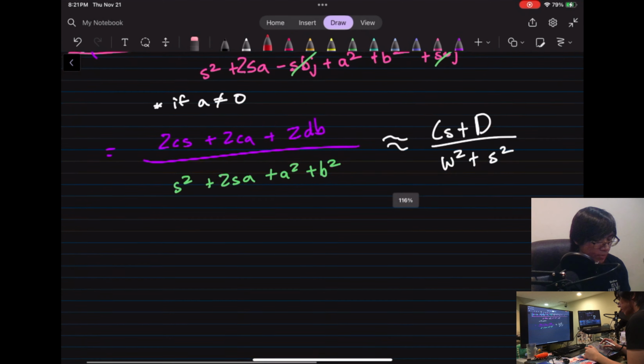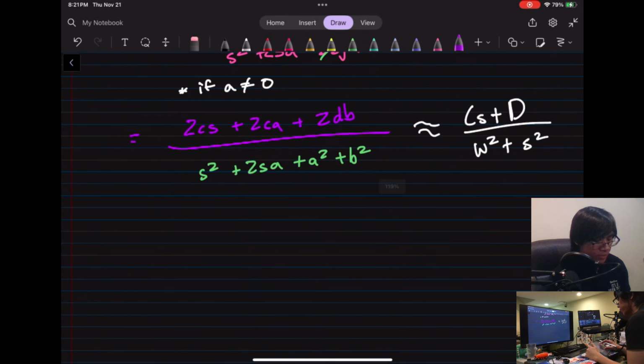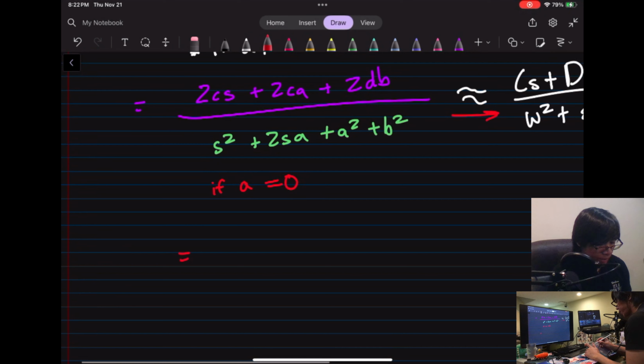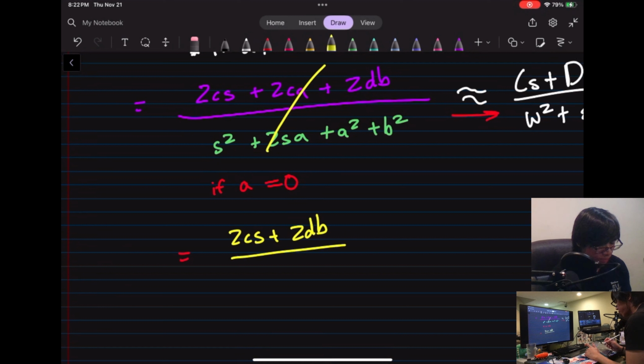For how it gets to that, we do another simplification. We say A is equal to 0. Then it simplifies further into 2CS plus 2DB, and essentially these terms go to 0 there in the middle. You have S squared plus A squared plus B squared.